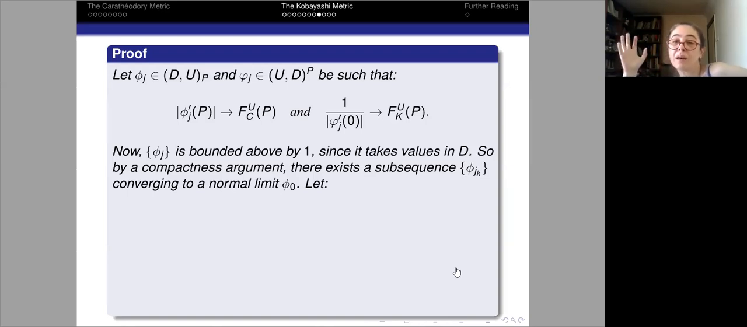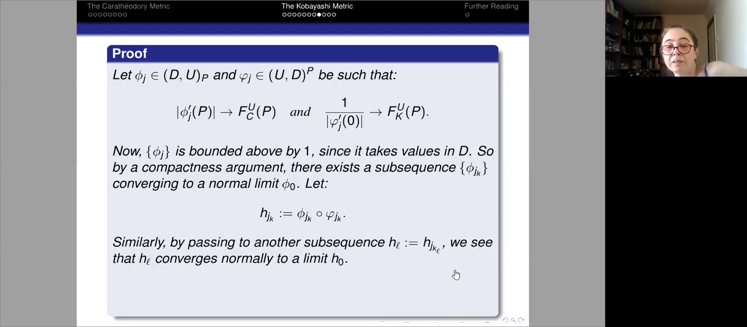By a compactness argument, you can find a subsequence phi jk converging to a normal limit phi 0. Now we define h jk as phi jk composed with c jk. Similarly, this h jk goes from D to D. So by passing to another subsequence, let's call this subsequence h L, you can say that h L converges normally to a limit function h 0.